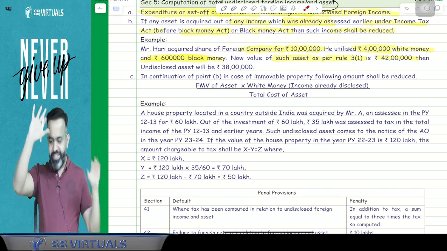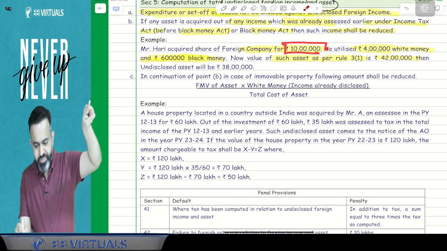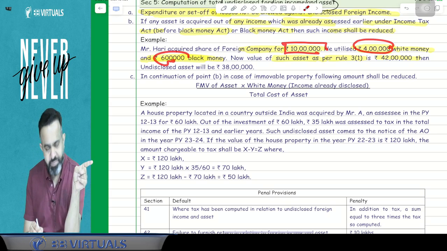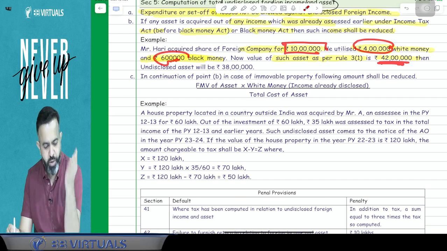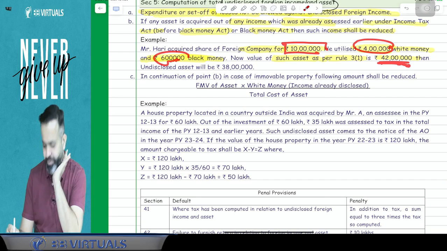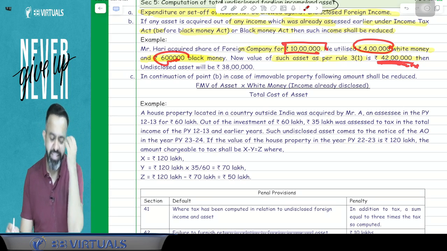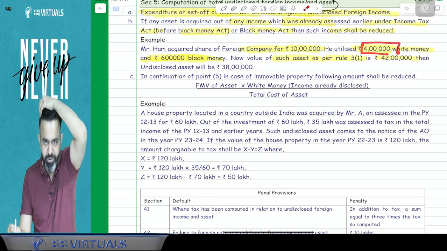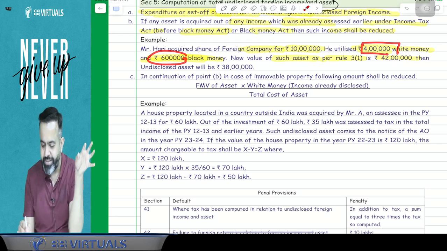So what I am saying is that one asset is acquired. Here the total asset cost was 10 lakh and you utilized 4 lakh white money and 6 lakh black money. So, guys, 4 lakh was the white money. Today the value is 42 lakh. So out of 42 lakh, 4 lakh was white money, so 4 lakh will be reduced. Here 4 lakh will be reduced. But, guys, you are thinking, sir, why are you doing this? Sir, 4 lakh white money we utilized, 6 lakh black money we utilized, total we utilized 10 lakh.